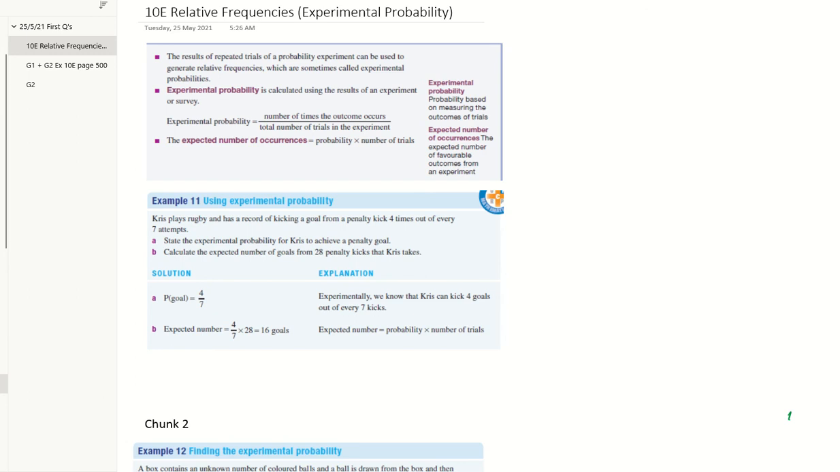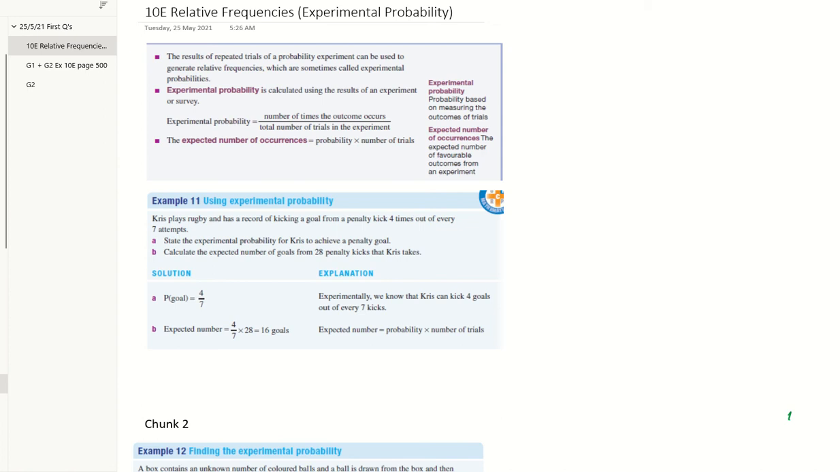What we're looking at today is experimental probability. Now we also call that relative frequencies. So frequency means how often something happens. Relative means how often something happens relative to something else. So for instance, if we tossed a coin 10 times and we got 7 heads and 3 tails, then the relative frequency of getting a head would be 7 out of 10. The relative frequency of getting a tail would be 3 out of 10.